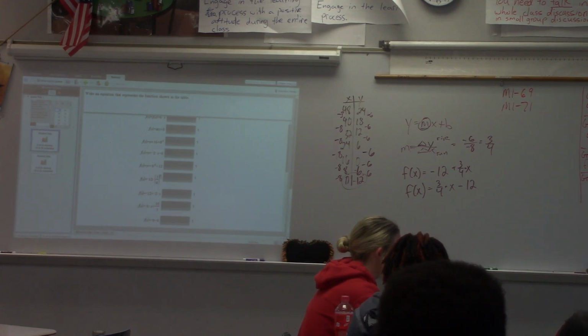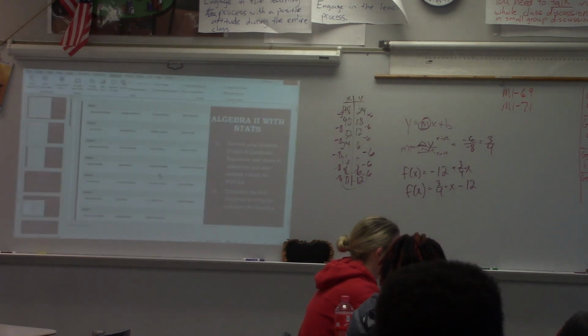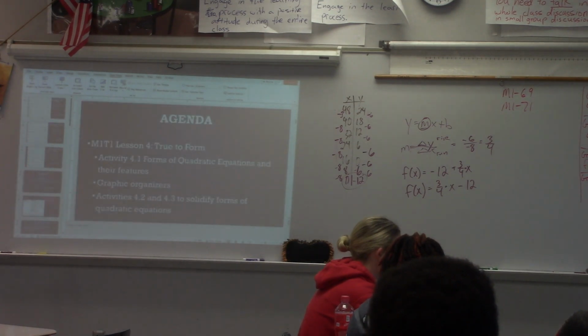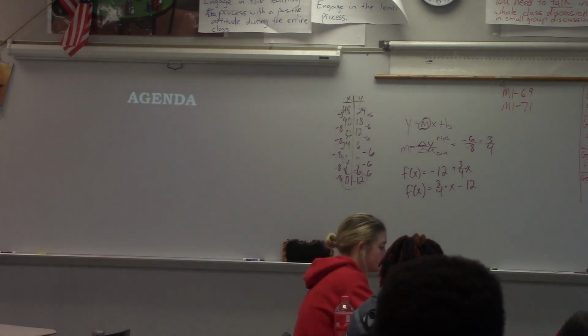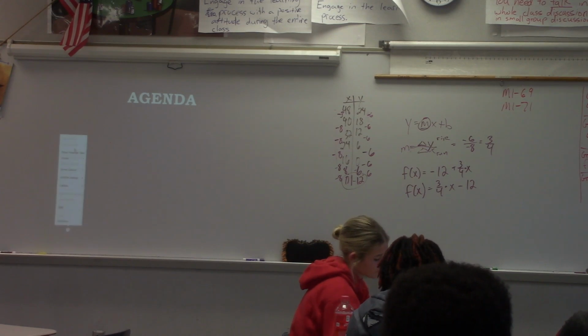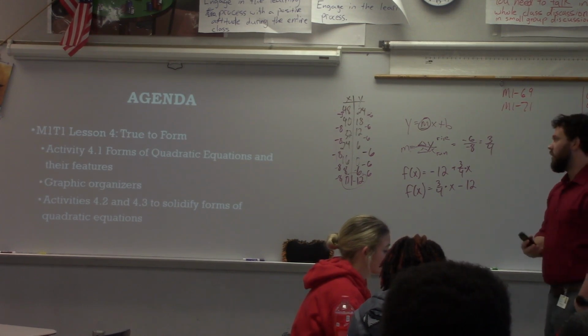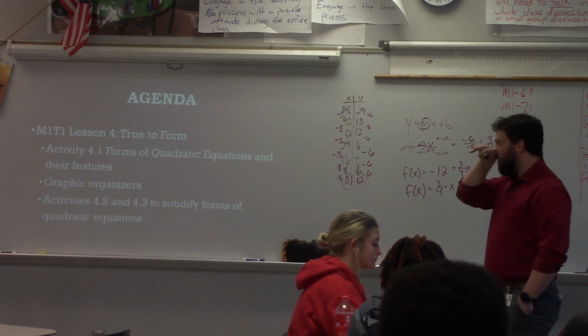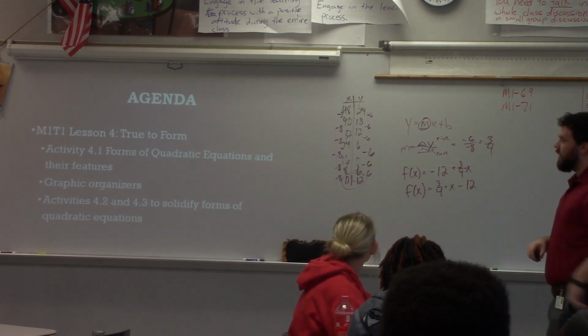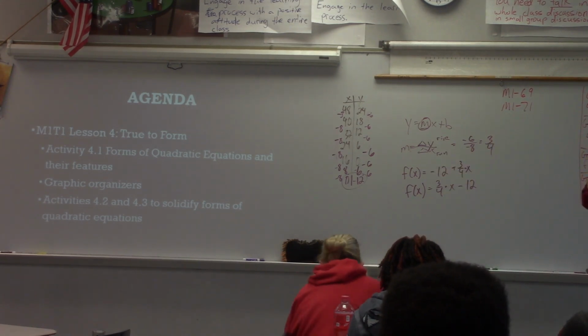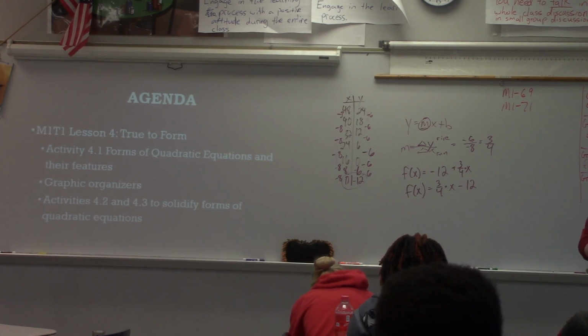All right, let's get started with today's actual lesson, though. The stuff we're learning now, the practice ideas. We are going back to the textbook. We're not going to new groups today because we just started this lesson. But we're going to continue activity 4.1, forms of quadratic equations and their features. We're going to move into the graphic organizers pretty quickly because I think we finished figuring out which equations went with which graphs on Friday. Does that sound right? Yes?